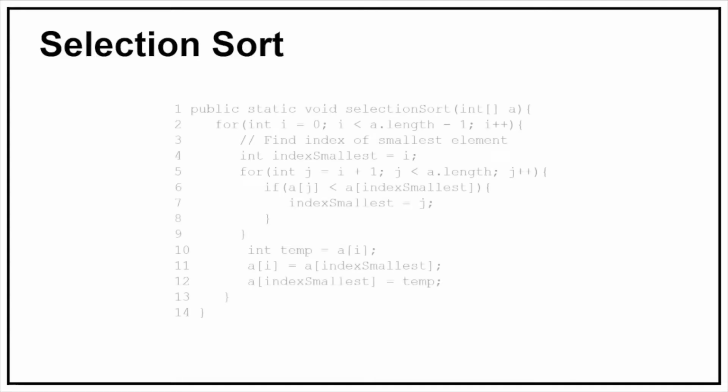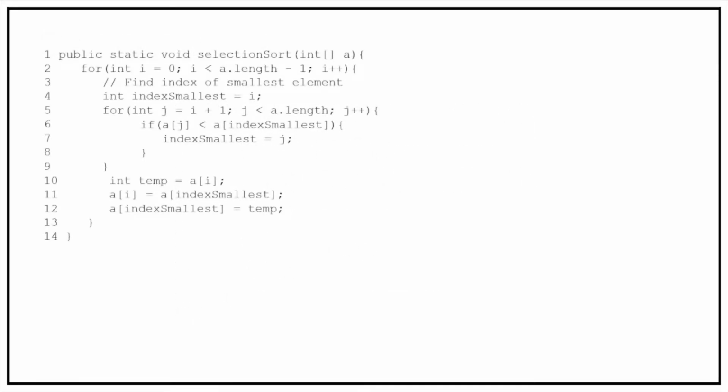Here is the algorithm for selection sort. As you can see, on line 2, we have our first for loop. On line 5, we have our nested for loop. Inside of the nested for loop, on line 6, we have the if statement, which will cause a swap only when necessary. Moving forward, on lines 10 through 12, you can see this is where the actual swapping will take place. Here's a visual demonstration of what's going on.